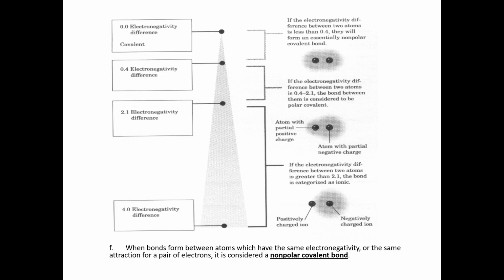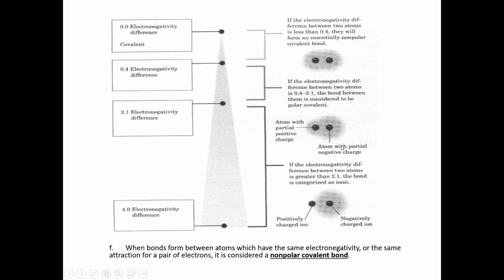And so if you look at these three matching images, we could see the nuclei represented by these black spheres, and then we have these electron clouds. So this top one, we have equal sharing of electrons. We see the electron clouds are about equal in size, which tells us that the electrons are spending the same amount of time around each nuclei.